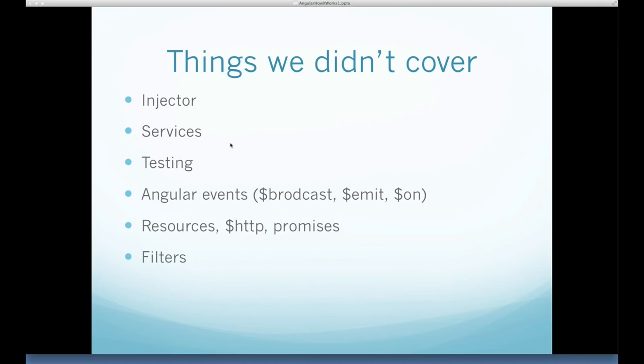One is the injector, very important, but we just didn't have time to cover it. Angular services, Angular testing, including Jasmine and Protractor. Angular events, these are distinct from browser events. Angular has its own broadcast, emit, and registering callbacks on its own event system. And Angular resources, HTTP and promises. This is how Angular communicates with web services. And also filters. We touched on that a little bit in the Plunker example. But these are the next things to study about Angular.